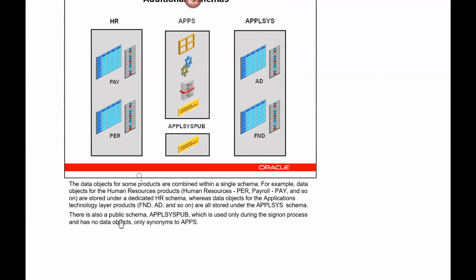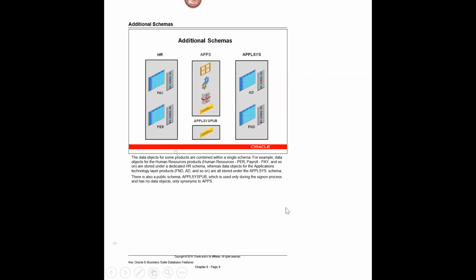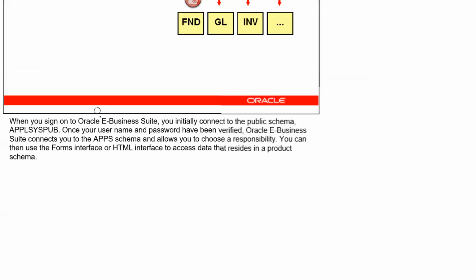So there is a public schema called APPL pub, which is used for the sign-on process. This is human resources, and all the owners of AD and FND belong to APPLSYS, stored in the APPLSYS. See, this is the sign-on process.